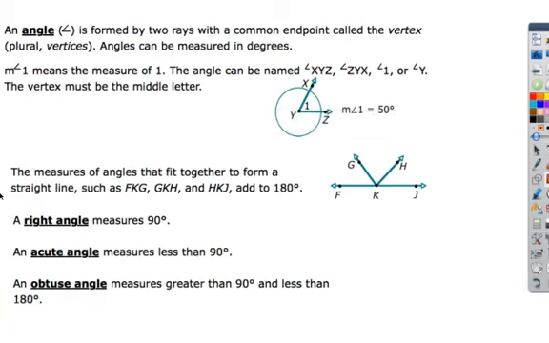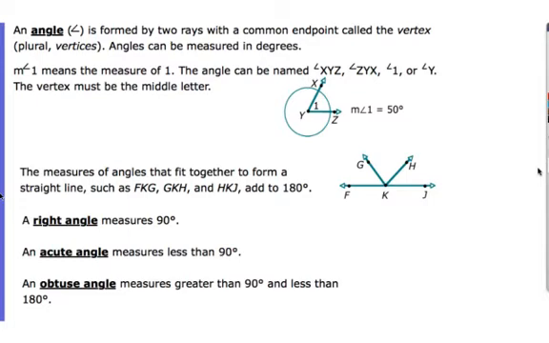For angles, I know you've done this a lot before. Just a couple things with some symbols here. First of all, an angle is formed by two rays with a common endpoint called the vertex. Remember that the vertex, when you name these, always has to be in the middle.